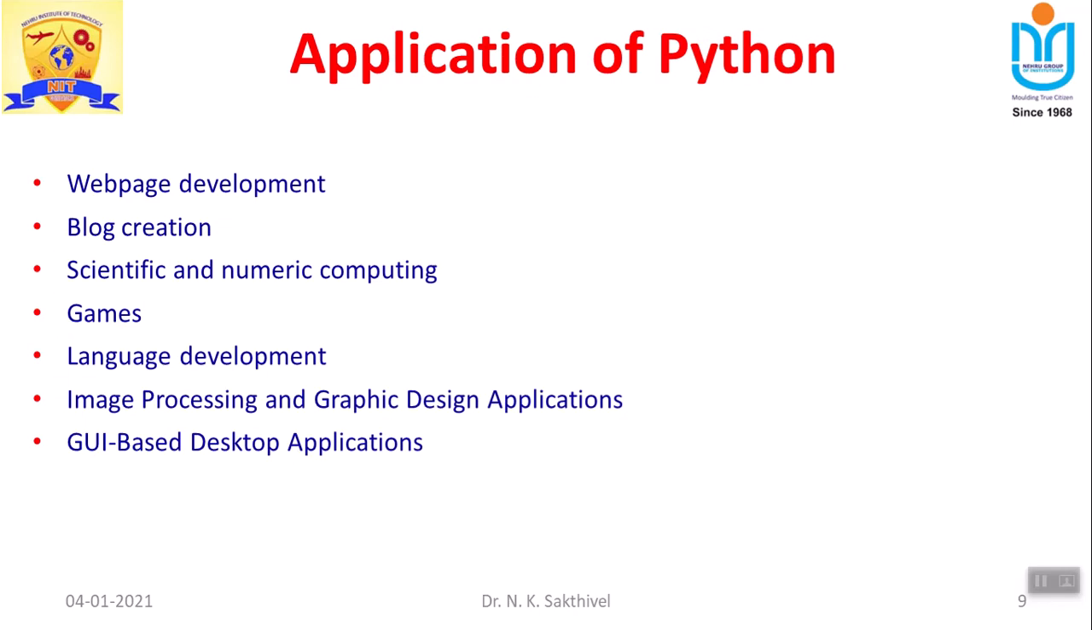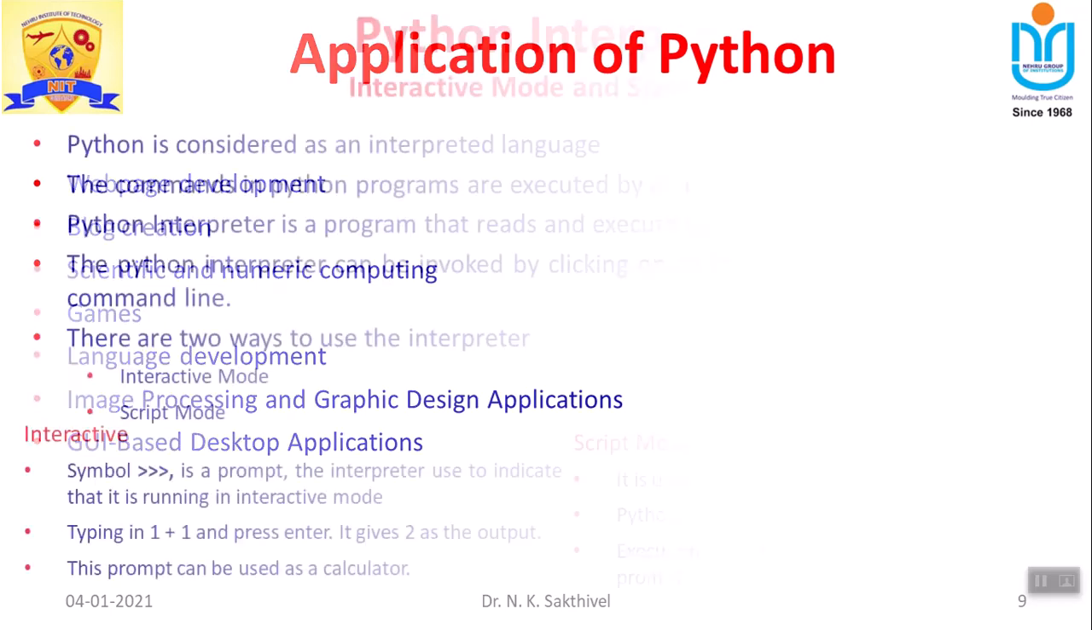Then after that, a few applications also. I already told you the applications of Python include web development, blog creation, scientific and numeric computing, all mathematical models can be implemented, games can be designed and developed with the help of Python, and even language development, different languages and tools can be developed with Python. So here I would like to give you one piece of information. This Python programming language is created with the C programming language. This is a brief introduction.